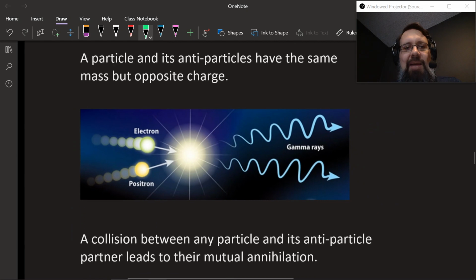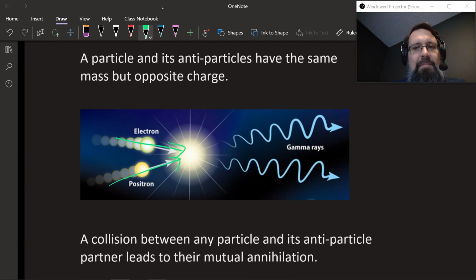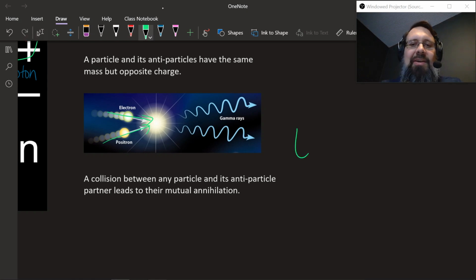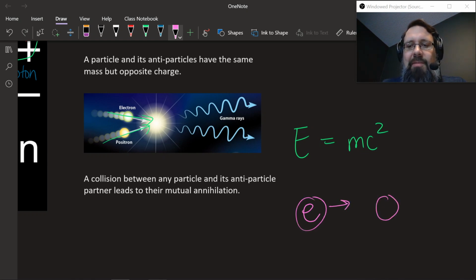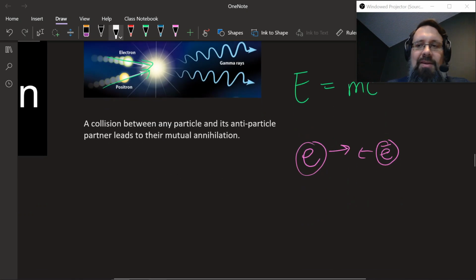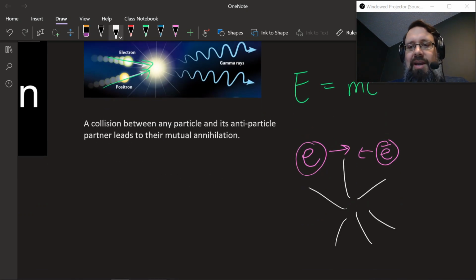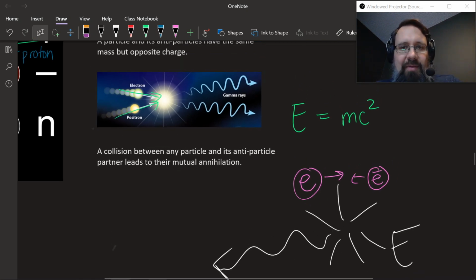And something really cool happens. If an electron and a positron collide with each other, if they meet, they annihilate each other. This is Einstein's equation E equals mc squared. If you take a regular electron and an anti-electron and crash them into each other, you just get a big old explosion, and you just get pure energy coming out of there. And the energy comes out in the form of electromagnetic radiation or gamma rays.